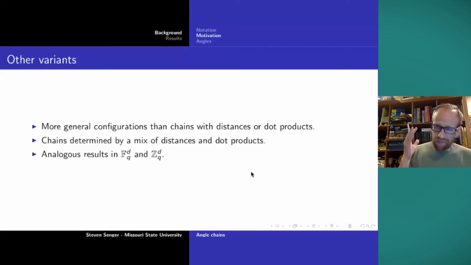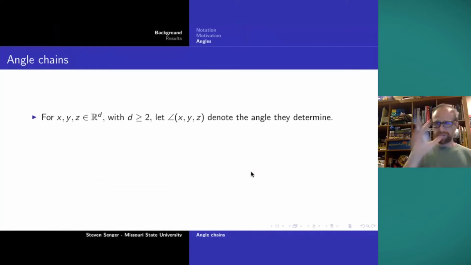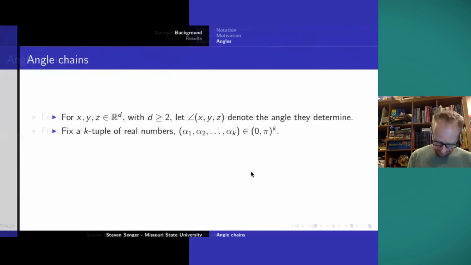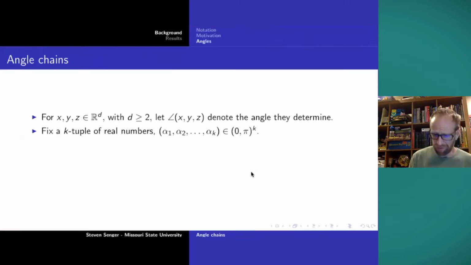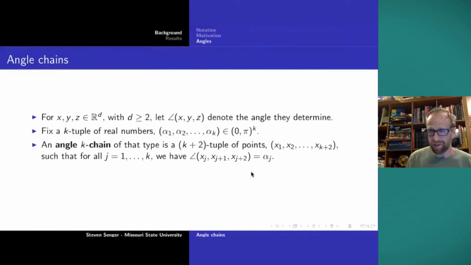Okay. The thing that makes today's talk different, so this is background, is now we're dealing with angles, which require 3 points. And this is just a fundamentally more complicated setting. So if we fix a k-tuple of numbers that are between 0 and pi exclusive, just because I'm going to be talking about angles, then an angle k-chain is exactly what it should be. But again, since it requires 3 points to determine an angle, we're going to need a k plus 2 tuple of points to determine a k-chain.